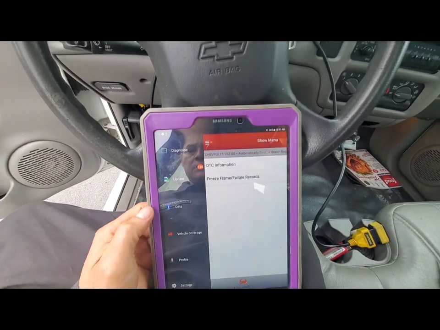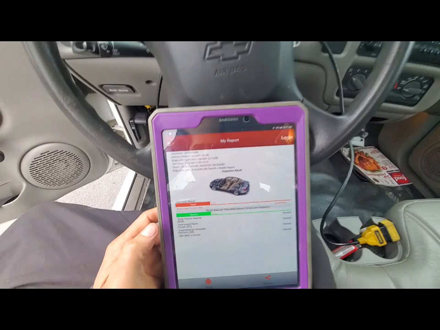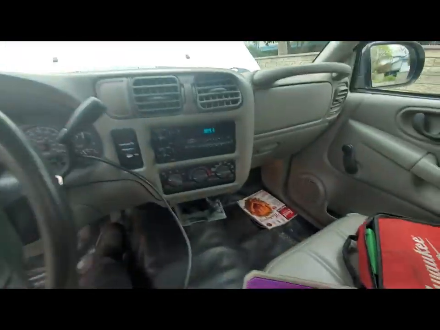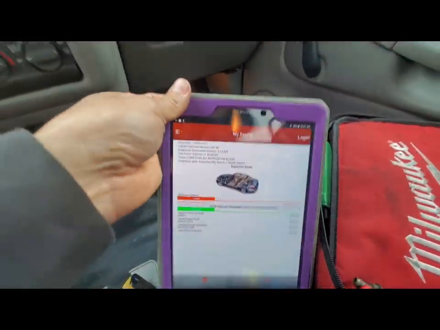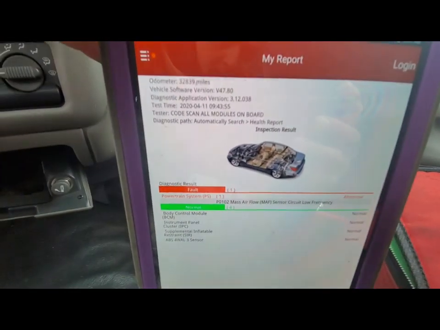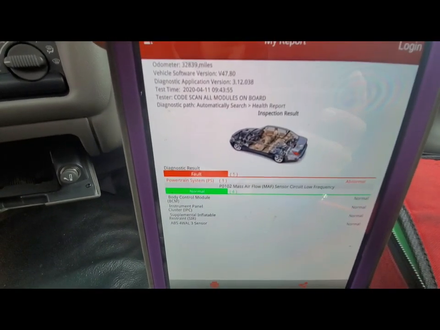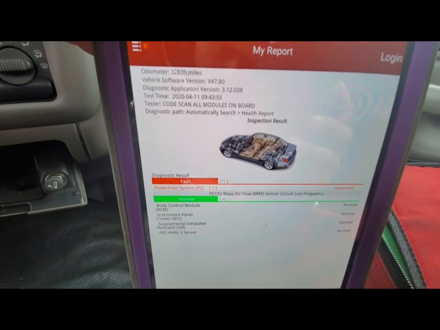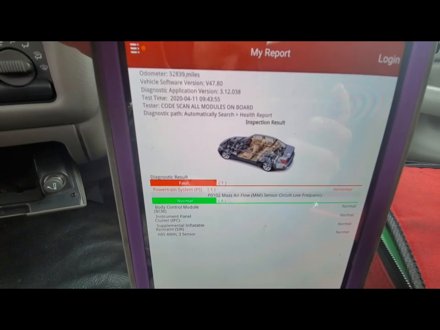I'm going to go through right here. So this is my scanning. Sorry for the glare, got a lot of glare here. Let me look for a place where we have less glare. And the only code I have is that one: P0102, mass airflow sensor circuit, low frequency.